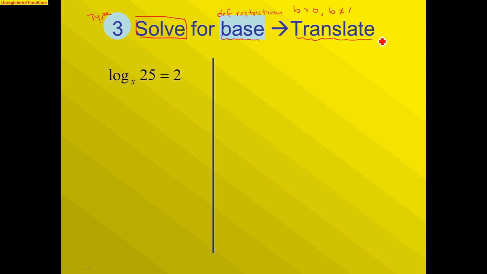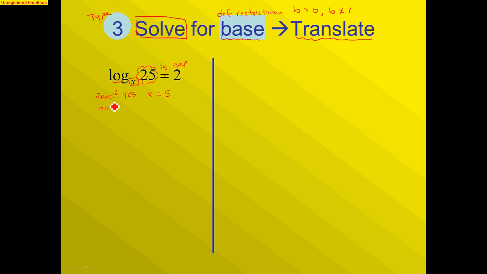So again, here we are with our 25 and 2. The exponent that turns something into 25 is 2. Remember, this is the exponent. There's an exponent I put on something to turn it into 25. Well, duh, it's 5, right? If you can just read it, you say yes. If I read yes, x is equal to 5.